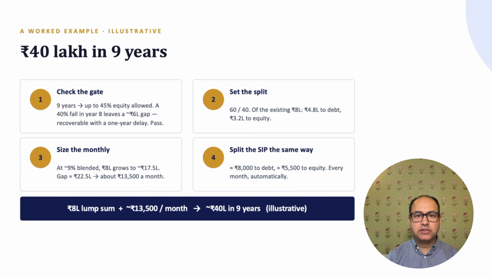And a 40% fall in equity portfolio in year 8 would leave you short by roughly 6 lakhs, recoverable with a 1 year delay and a top up. You pass the test, you are in grid 2.